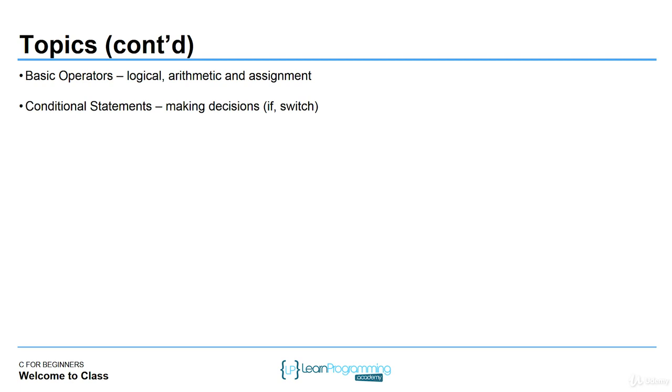Making decisions in your code, very important programming concept. We'll touch on this. These are called conditional statements. These are keywords like if and switch. We'll provide examples and go through the various constructs of this.